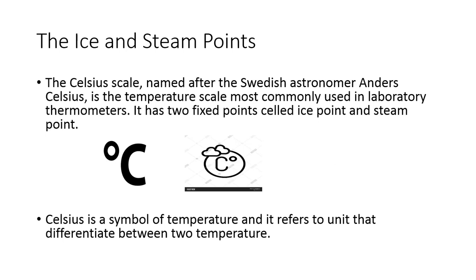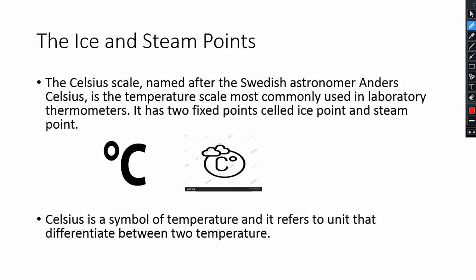Now the topic we are about to learn is the ice and steam points. Students, I want you to look at the first paragraph of this topic and let's see what it says. The Celsius scale, named after the Swedish astronomer Anders Celsius, is the temperature scale most commonly used in laboratory thermometers. It has two fixed points called the ice point and the steam point.